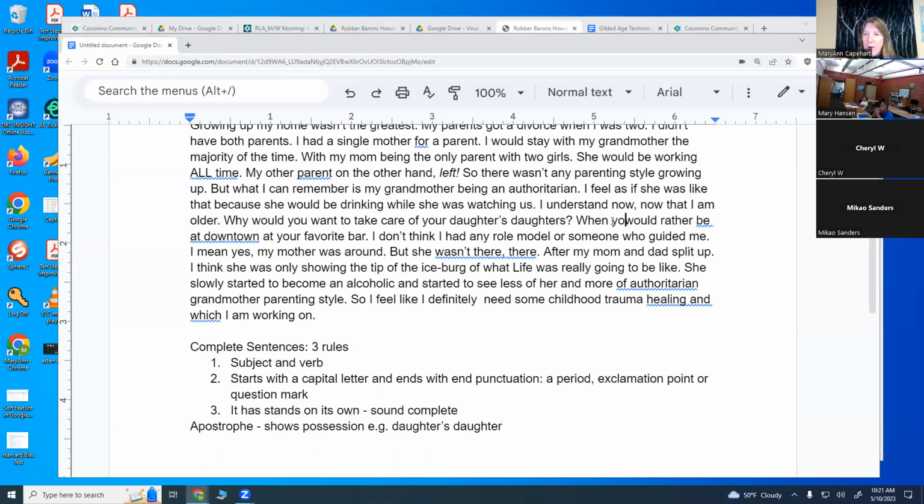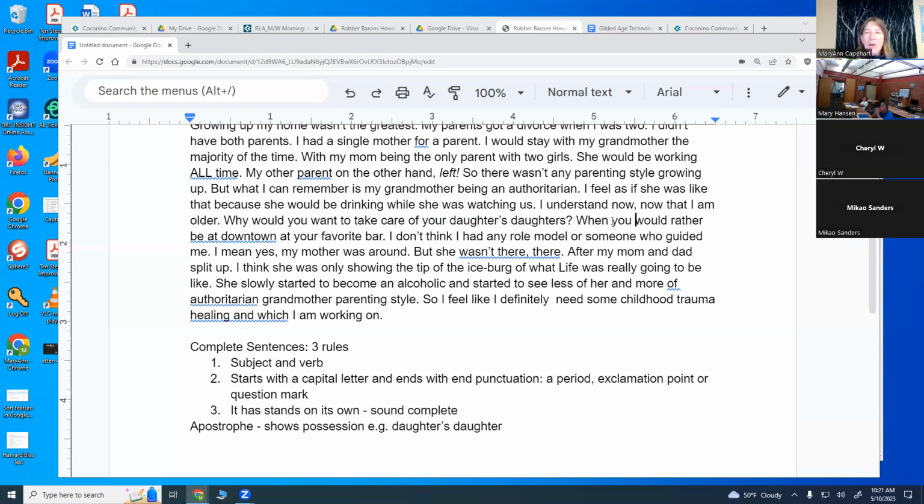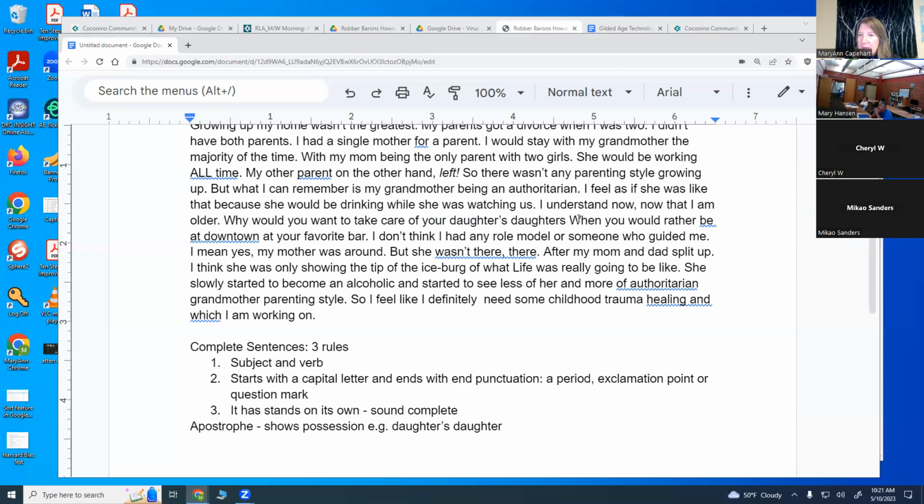So she's talking about a grandma, so let's put you. When you would rather be downtown. But that's not a complete thought. So what do we do when we have an incomplete thought like that? We have to join it to another sentence. Or we can just make it independent, but let's just do joining it. And then we'll do like this.